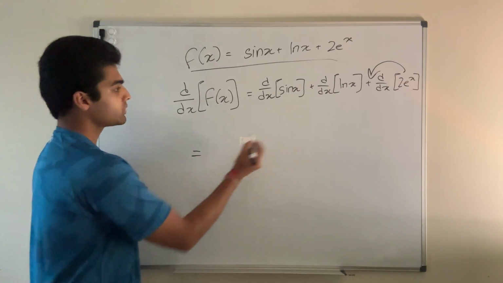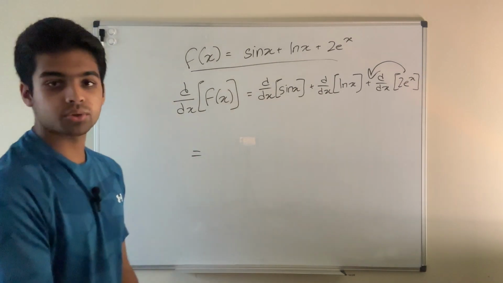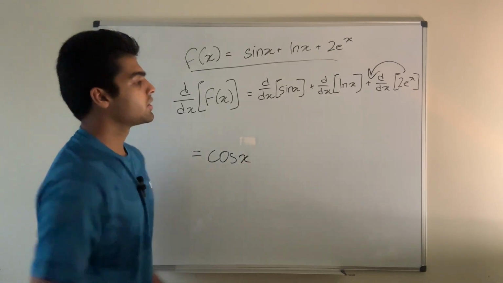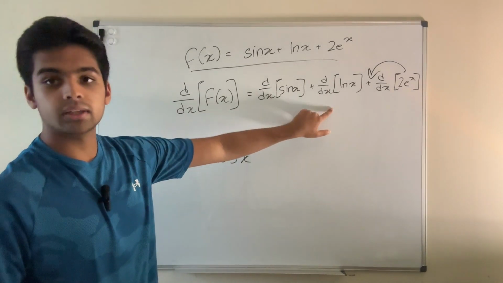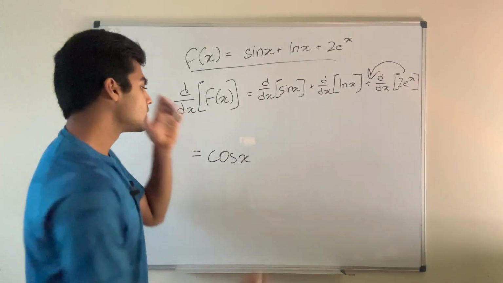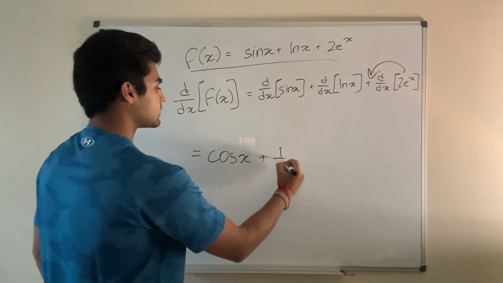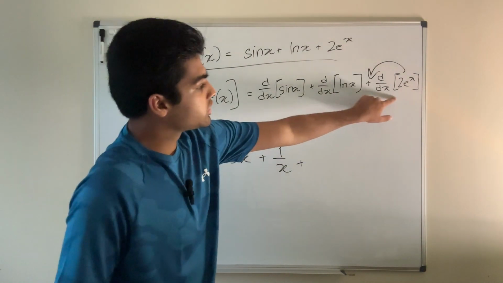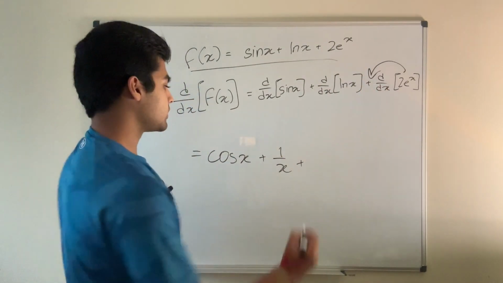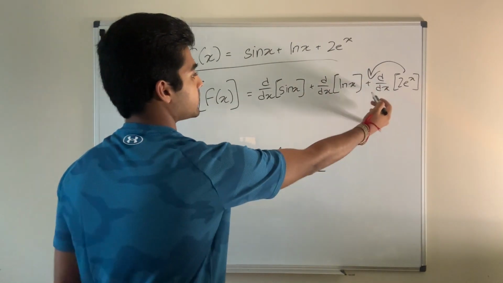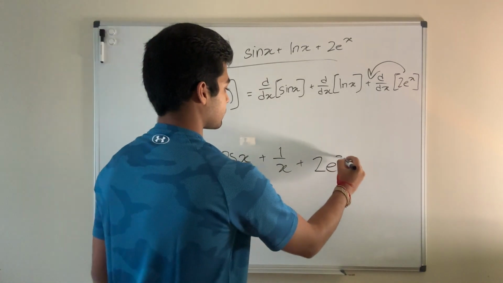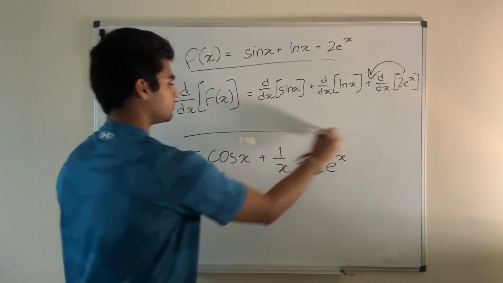We know what the derivative of sine x is. That's just cosine x, right? We know what the derivative of ln x, or natural log of x, is. That's just 1 over x. And we have this 2 out front, so I'm just going to write that first. And then we know what the derivative of e to the x is, and that's just e to the x. So that's it.